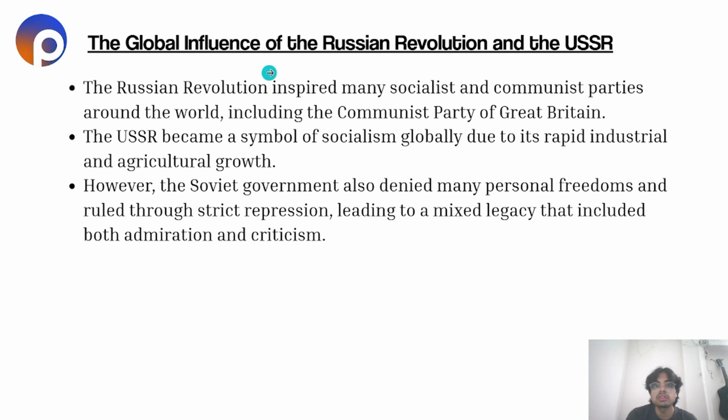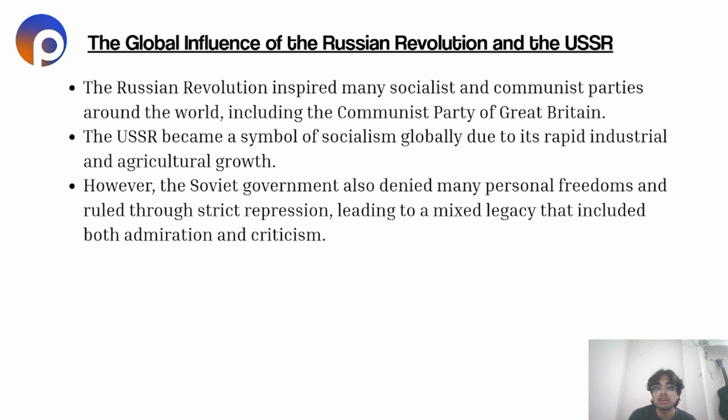Now, the global influence of the Russian Revolution and the USSR. The Russian Revolution inspired many socialist and communist parties around the world, including the Communist Party of Great Britain. After the Russian Revolution, many took inspiration from it. The USSR became a symbol of socialism globally due to its rapid industrial and agricultural growth.